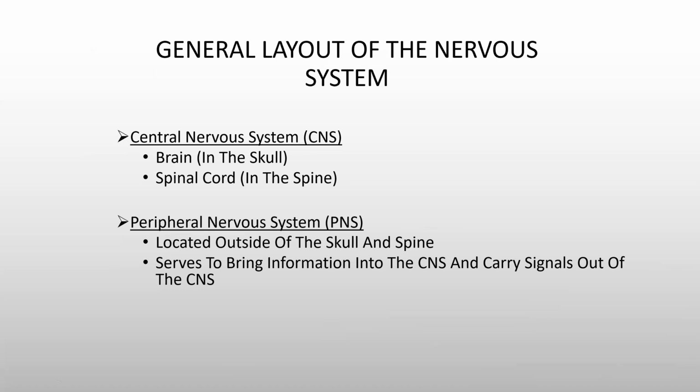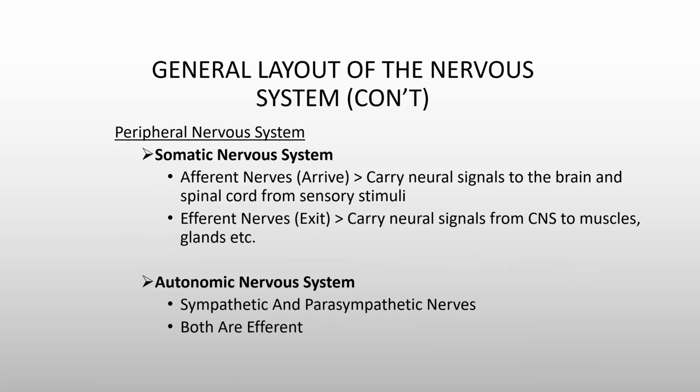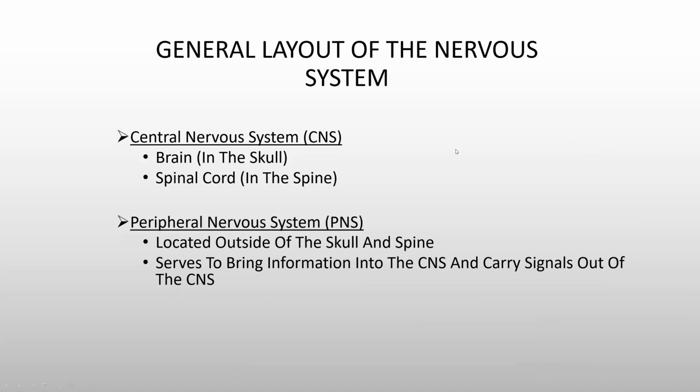The central nervous system, or the CNS, is made up of the brain and the spinal cord. Everything outside of the brain and the spinal cord is then going to be the peripheral nervous system. Again, the central nervous system, CNS, includes the brain and spinal cord. The brain is enclosed in the skull. The spinal cord is protected by the spine, the vertebrae.